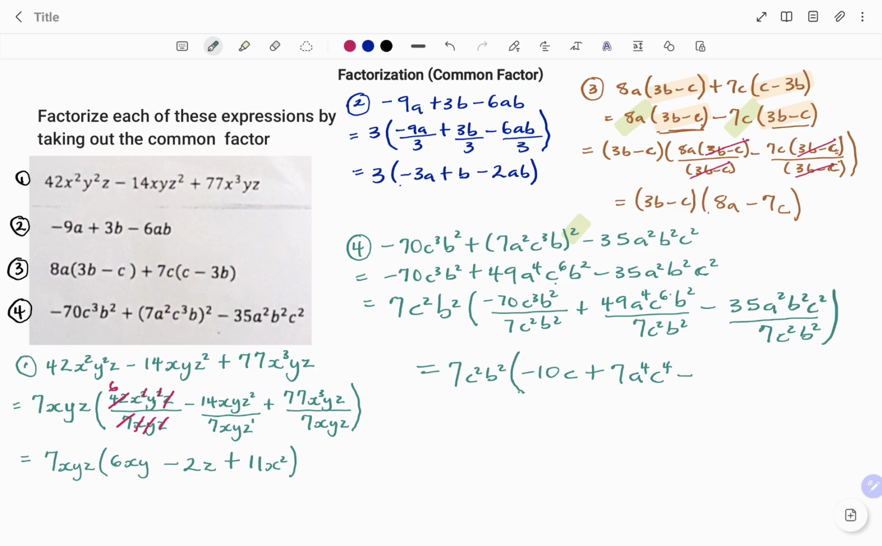I go to my third term, 35 divided by 7, that will be 5. I don't have a as a variable at the bottom, so my a^2 remains the same. Then b^2 divided by b^2, that's 1. c^2 divided by c^2, that's also 1. So my final answer is 7c^2b^2(-10c + 7a^4c^4 - 5a^2).